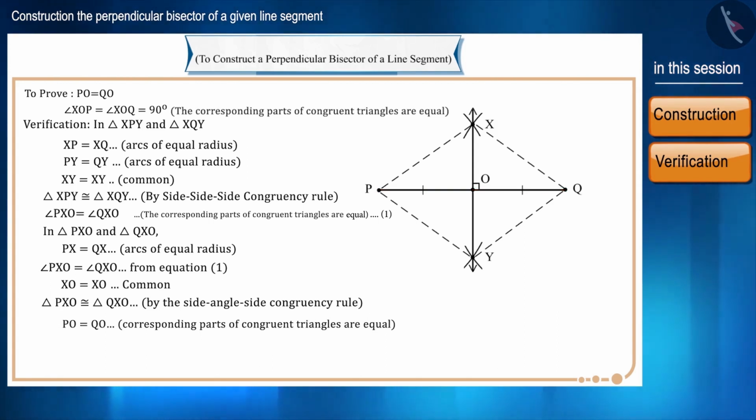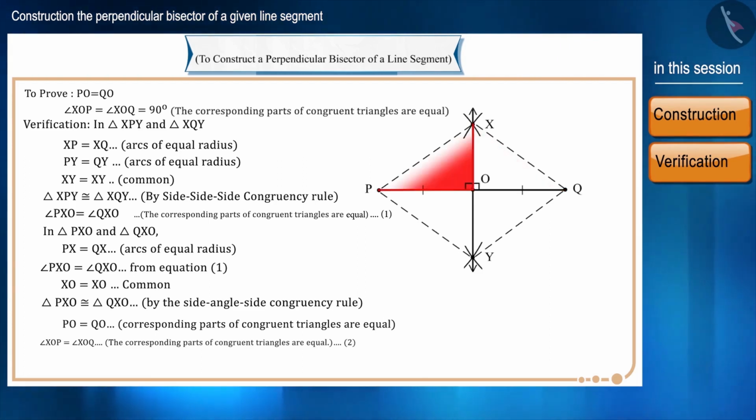We have proved a part, that PQ is bisected by XY. Now it is yet to be proved that the line XY is perpendicular to the line segment PQ, so that it can be proved that it is the perpendicular bisector of PQ. Here, angle XOP is equal to angle XOQ because corresponding parts of congruent triangles are equal. Let this be equation 2.